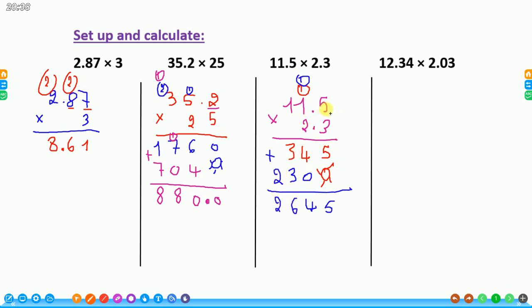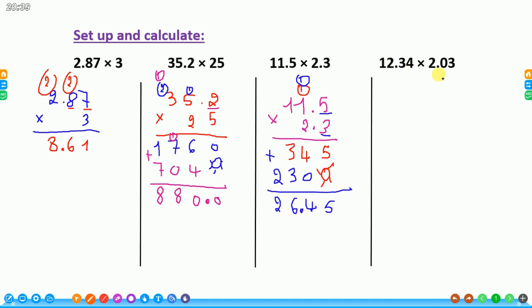In the end, I count how many digits I have in total. So here, be careful. I don't put point below point. It's wrong. We place the point below the point in addition and subtraction only. Here I count the total number of digits after the point. Here I have 2 in total. In my final answer, I must have after the point 2 digits. So I place the decimal point between the 6 and the 4. And the answer is 26.45.